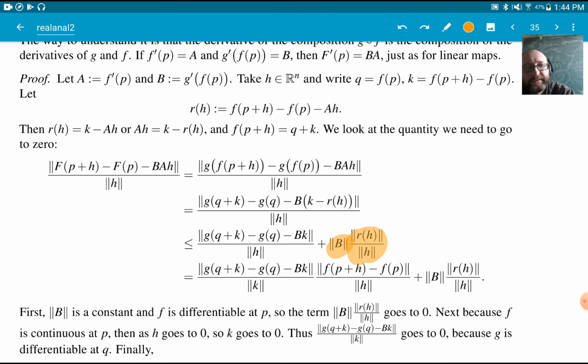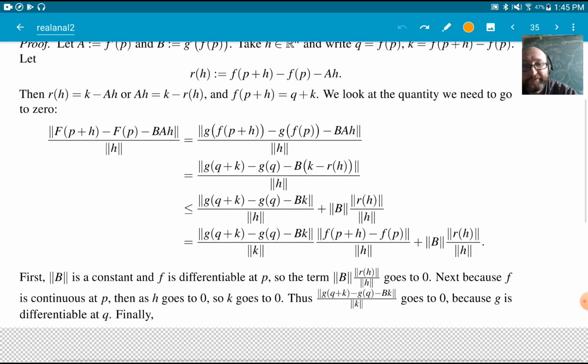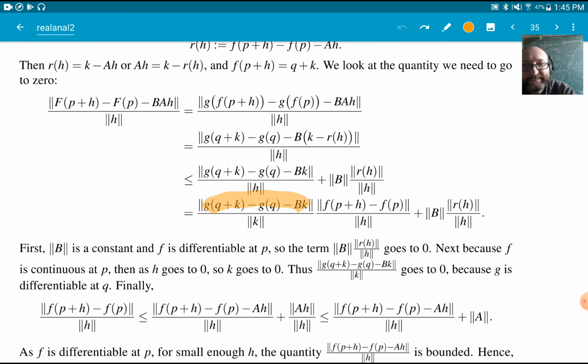And then in the first bit, I almost have something that looks right. It doesn't quite look right. It's over the norm of H. That's not good, but I can deal with it. I'll write down K, and let me just put down what K was. K was this, that's what it was by definition, that's how I defined K. So now I have all sorts of good things. This guy I know goes to 0.